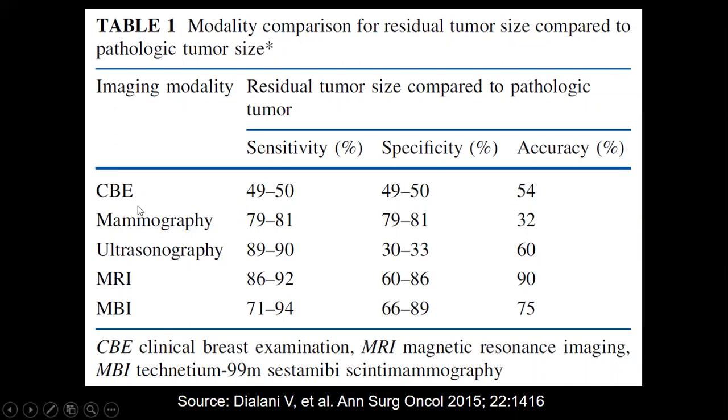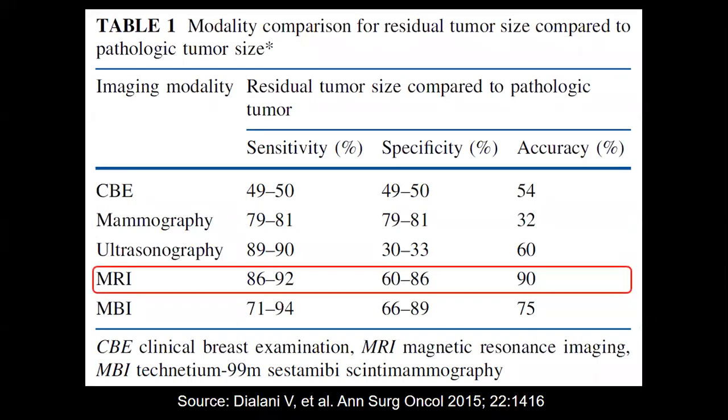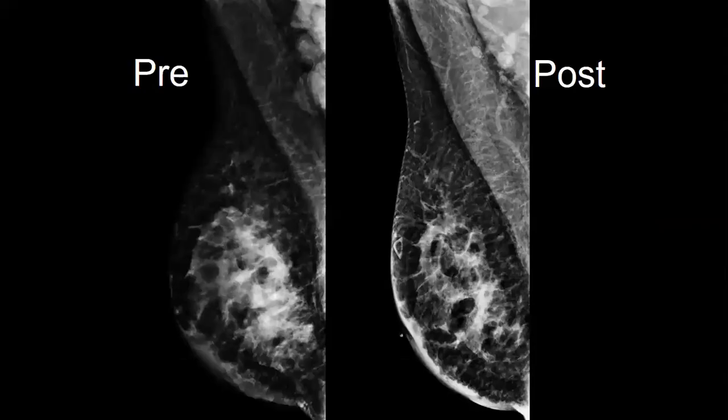And when comparing clinical breast imaging, mammography, ultrasound, MR, and MBI, molecular breast imaging, of these various modalities, the highest accuracy in terms of assessing residual tumor is MR. That's the modality that has been shown to be most accurate in various literature. Nevertheless, of course, mammography and ultrasound have a role. They're accessible, they are commonly done, and they often give us an overall picture of what's happening. Here on the left, MLO mammogram before administration of neoadjuvant therapy, and on the right afterwards.